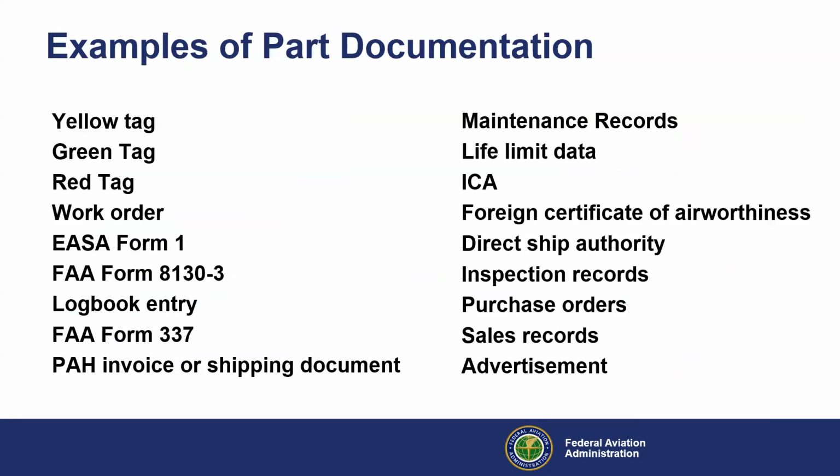Here's an example of all the different types of documentation you may encounter related to parts. Yellow tags usually means serviceable. Green tag means it's a repairable, generally. And red tag means it's unserviceable and probably can't be repaired, non-repairable. Got work orders, EASA Form 1, FAA Form 8130-3, logbook entries, so on and so forth. Purchase orders, direct ship authority. We're going to be looking at that in a little bit more detail. And it's quite a list of documentation.